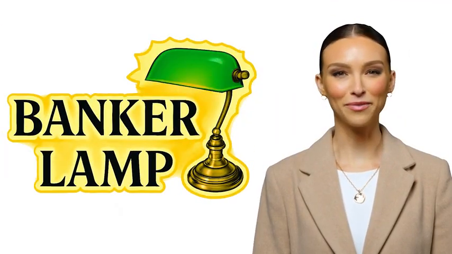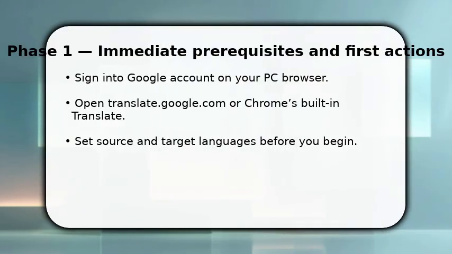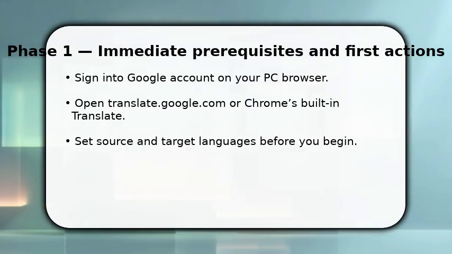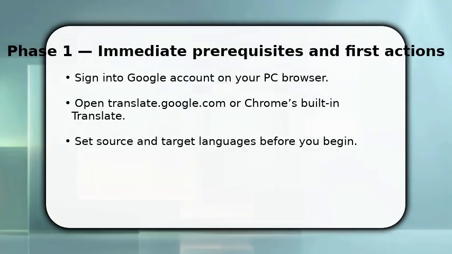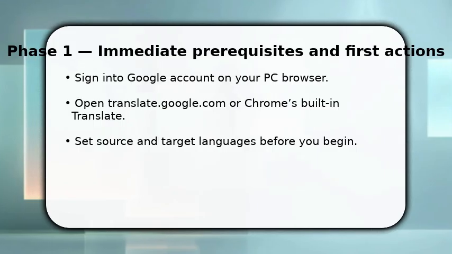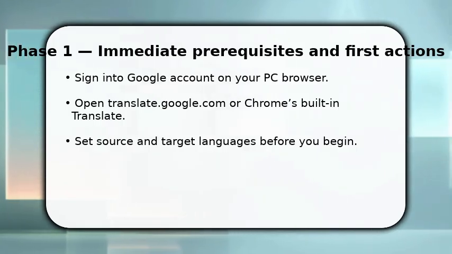Please enjoy the video. You start by signing into your Google account and opening Translate.Google.com in a desktop browser. Once done, set the source language and the target language so translations are consistent. This matters because automatic detection can misclassify short text. Make sure you choose the correct dialect if needed.